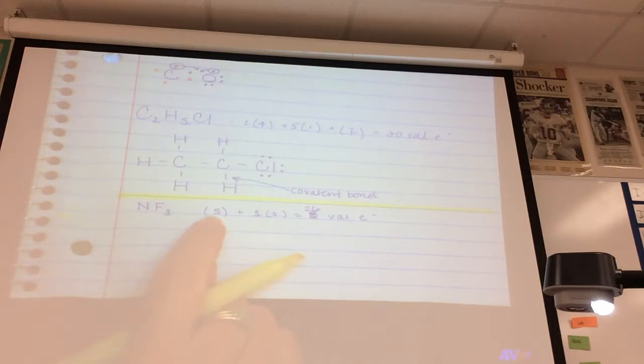Guys, I rushed here. I was sloppy. Nitrogen has 5. There are 3 fluorine, each with 7 valence electrons. Its charge would be 1 minus. So you have 26. Nitrogen will, of course, be the central atom, because fluorine can't be. And nitrogen's less electronegative. Your lower electronegativity atoms are typically central, with a few exceptions. Hydrogen, no. Connect. Complete octets on terminal atoms.